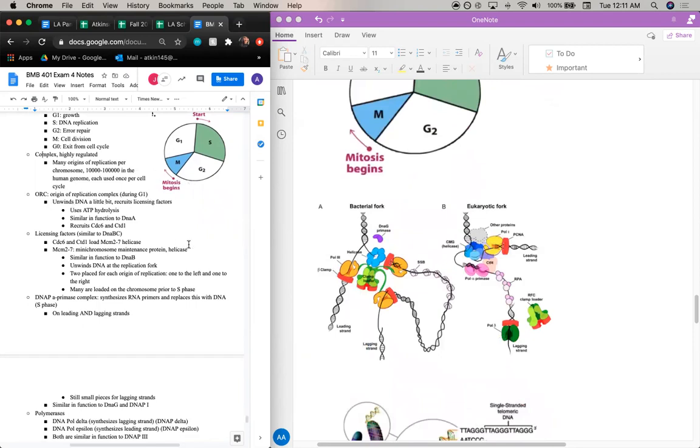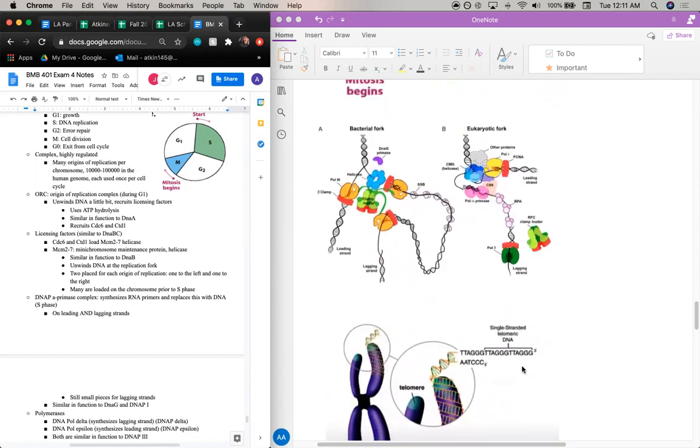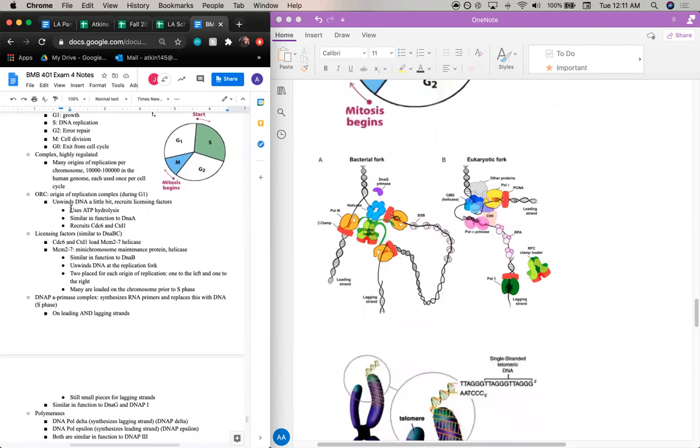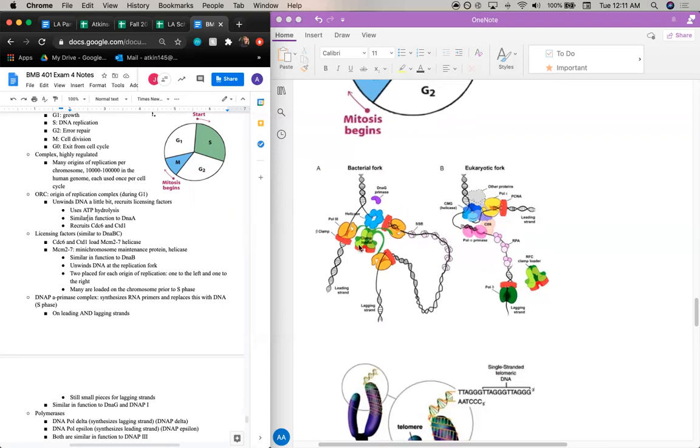So this origin of replication complex, and we can see, maybe the subcomponents, unwinds DNA a little bit and recruits these licensing factors. It uses ATP hydrolysis, and it's similar in function to DnaA, because we saw DnaA going in and unwinding that DNA a little bit. Then this origin of replication complex is going to recruit CDC6 and CDT1. I have never heard of these before, so I don't know a whole lot about them. We probably just need to know they're players and that they're happening.